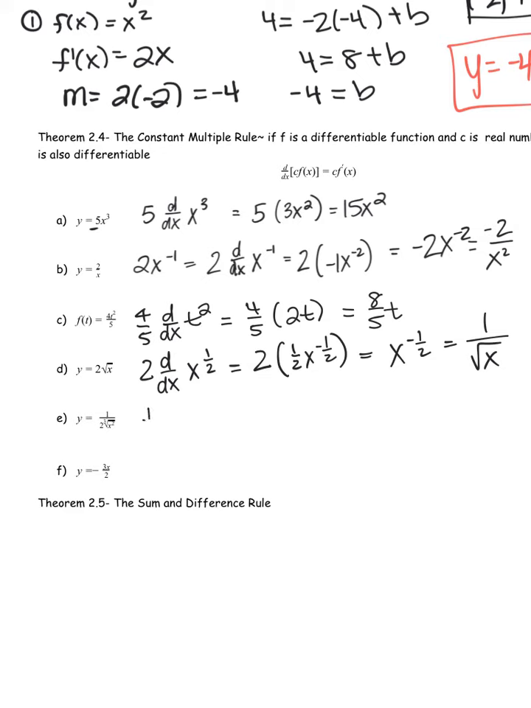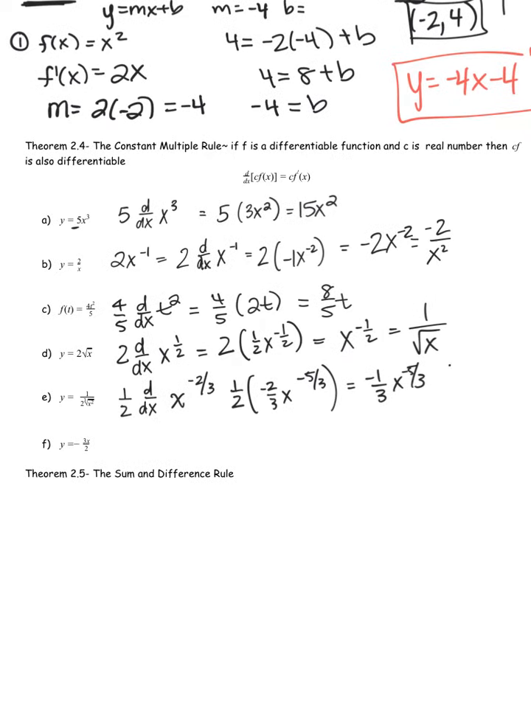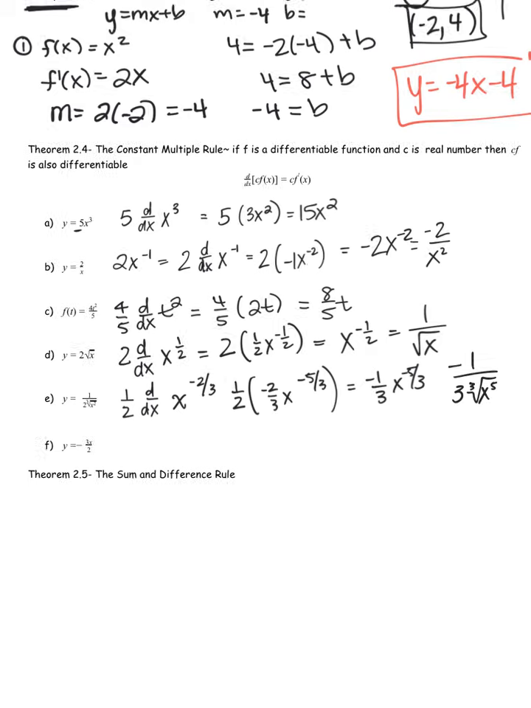Alright, e, 1/2 is my constant. And this one's really fun. We're going to take the derivative of x to the negative 2/3. So that's 1/2 times negative 2/3 x to the negative 5/3, because we subtracted 1. And that equals negative 1/3 x to the negative 5/3. So the final answer is negative 1 over 3 times the cube root of x to the 5th.